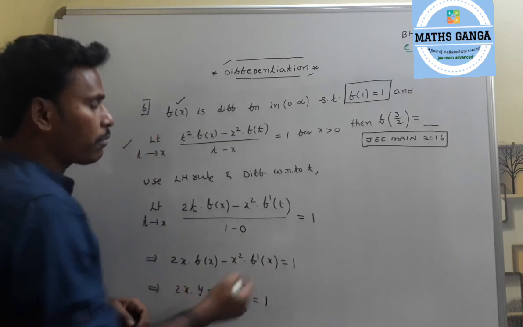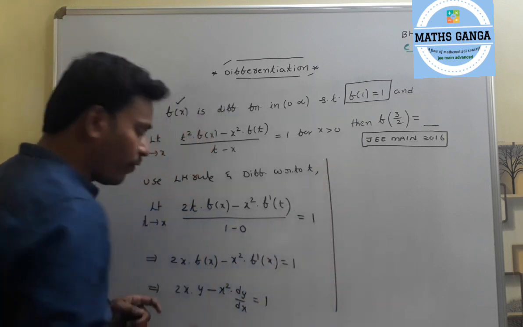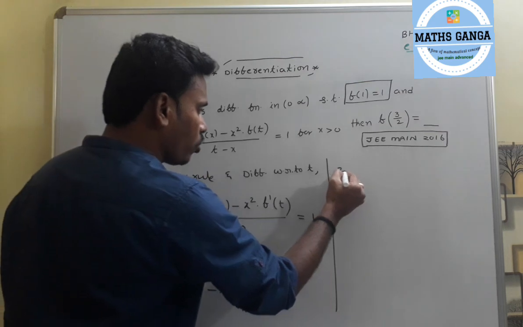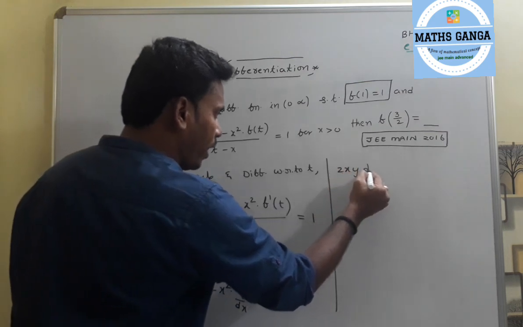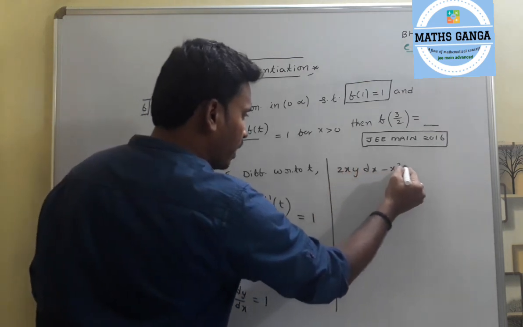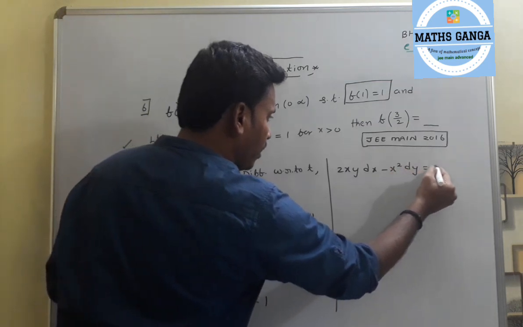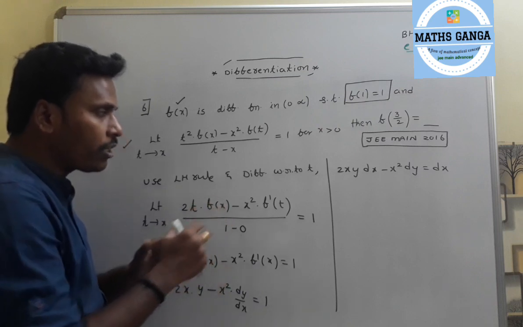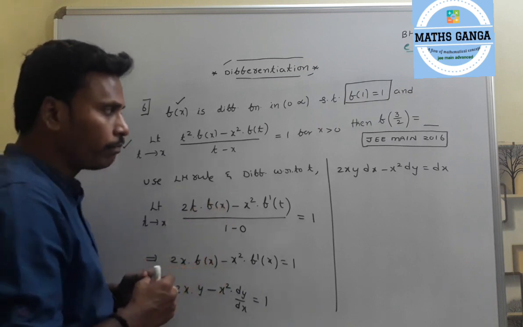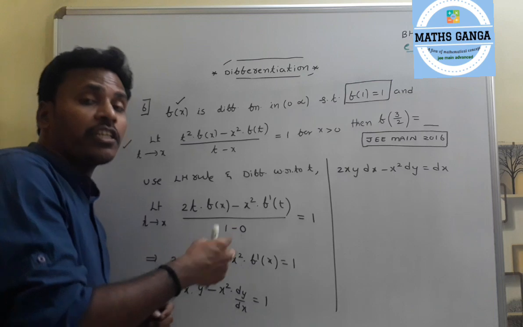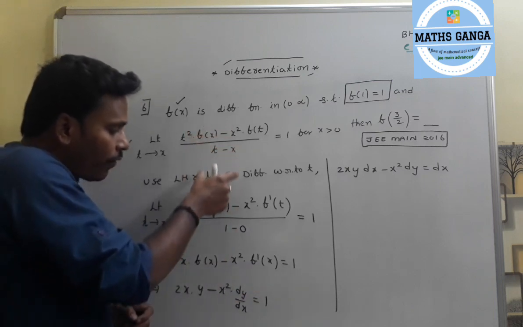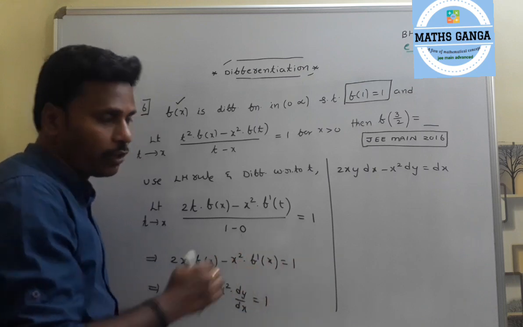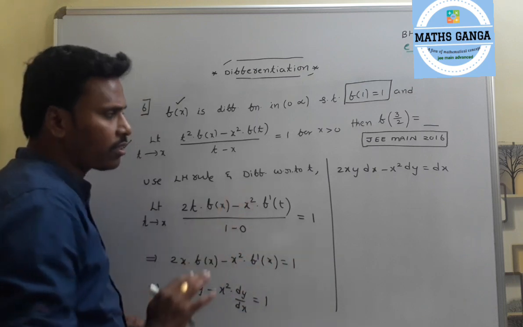Now just multiply everything with dx, so it becomes: 2xy dx minus x square dy is equal to dx. From there onwards the problem is converted into differential equation format. Till now it was limits and differentiation. From here onwards the problem is about differential equations. So now I am going to solve this. Just have a look.